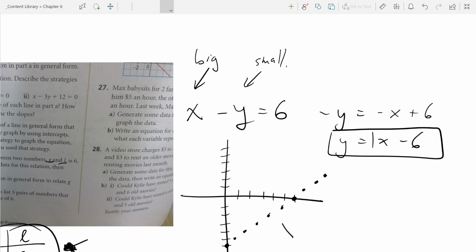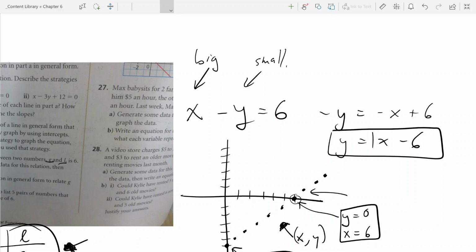So looking at this, each of these points represents a possible pair of numbers. For example, this point right here, if y was equal to negative 6, x would equal 0. And if we think about it, those two numbers have a difference of 6. Same with this intercept: y is equal to 0 and x is equal to 6, which again has a difference of 6. If we look at this point, x is equal to 7 and y is equal to 1. There's an infinite number of possibilities, and in theory, all the points in between as well.